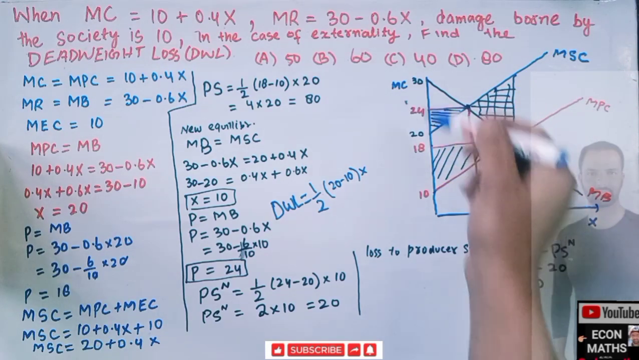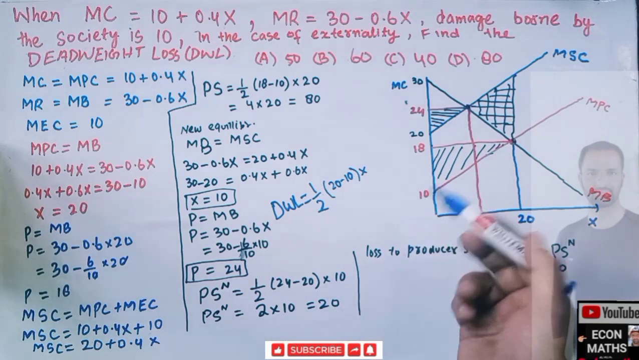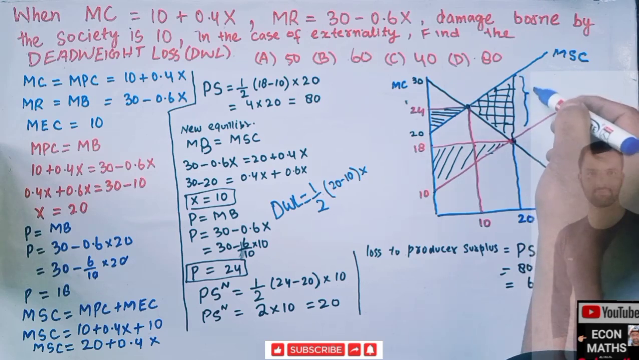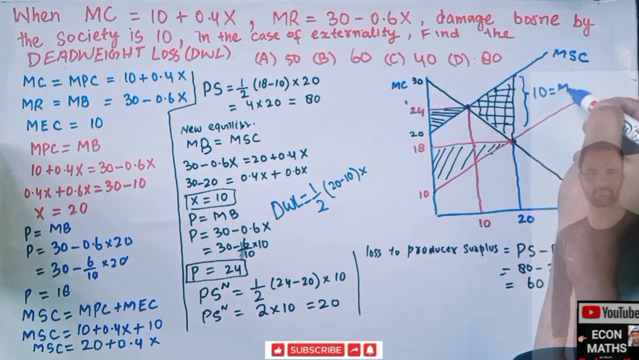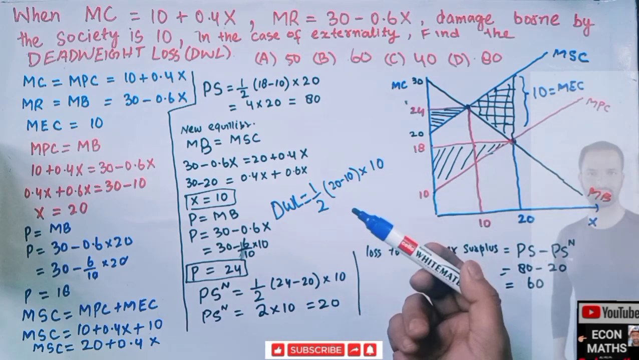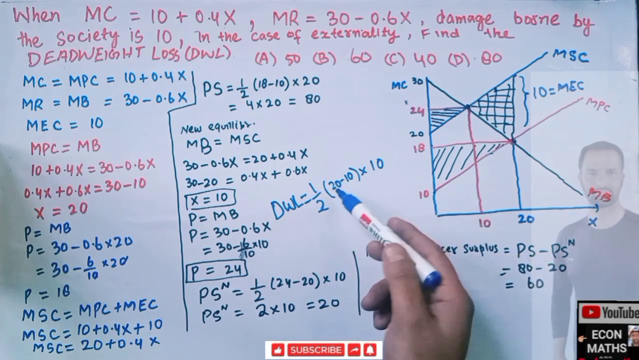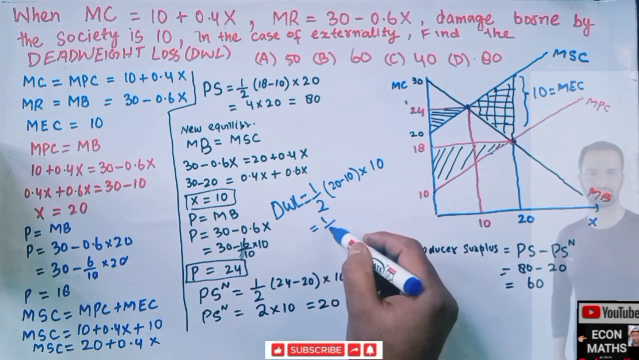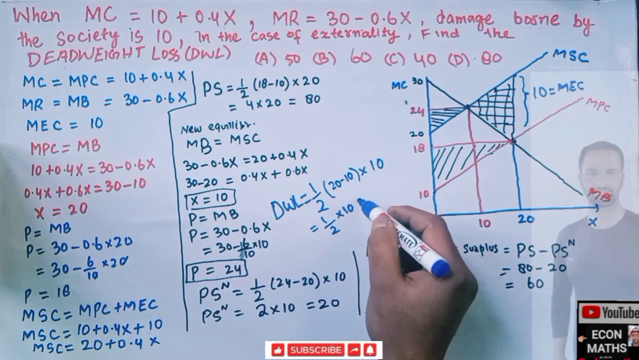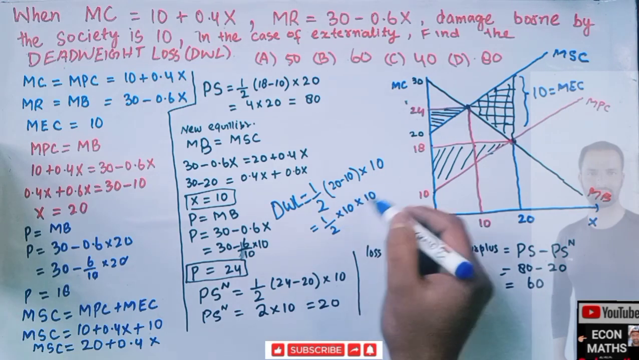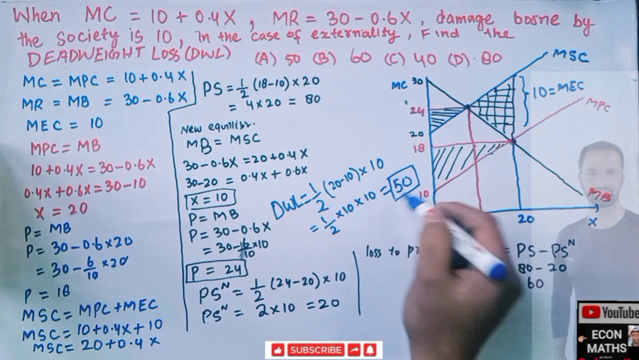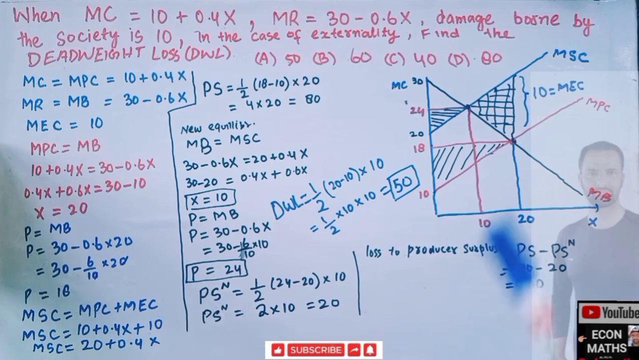At any point the distance will be the same here. Since we have shifted our intercept by 10 units, the distance here will also be equal to 10, which is equal to marginal external cost. I am just using the simple area formula, 1/2 of base into height. That means this will come out to be 1/2 of 20 minus 10, which is 10, into 10. So 10 tens are 100, and half of that means our deadweight loss will be equal to 50 in this case.